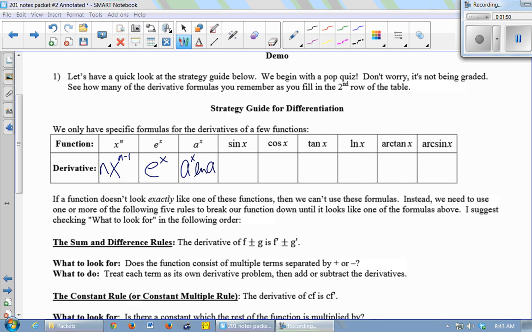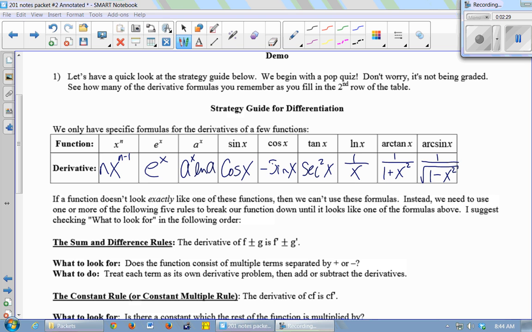Derivative of sine x, cosine. Derivative of cosine, negative sine. Derivative of tangent, secant squared. Derivative of ln, 1 over x. Derivative of arctan x. And the derivative of arcsine. That's it. Okay, good. So those are our derivative formulas. Those are the only ones we know so far.